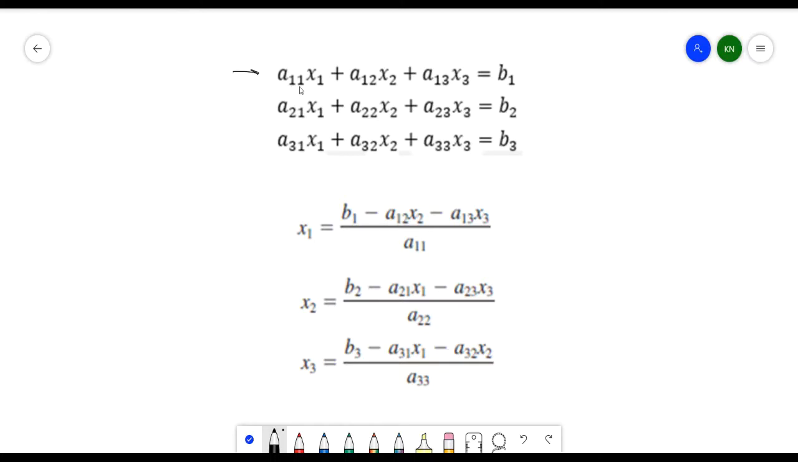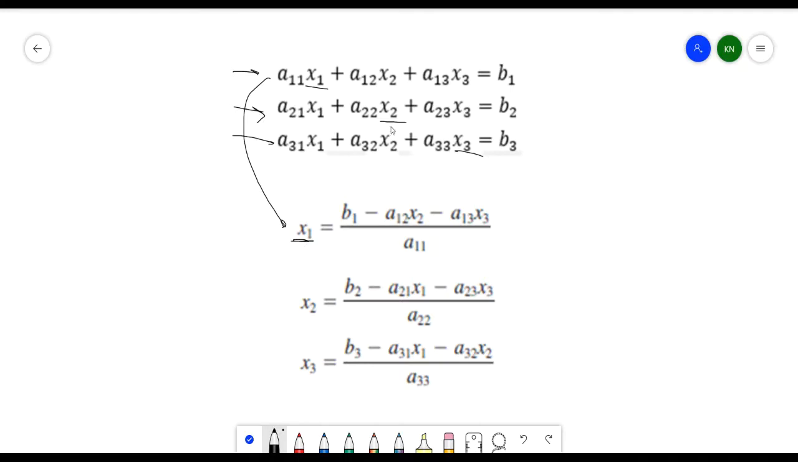a sub 11 x sub 1 plus a sub 12 x sub 2 plus a sub 13 x sub 3 is equivalent to b sub 1. So for this system here, we need to isolate x sub 1, x sub 2, and x sub 3. Again, from the first equation, we can isolate the x sub 1. By isolating this one, we'll need to move all the other variables to the other side of our equation, which gives us b sub 1 minus a sub 12 x sub 2 minus a sub 13 x sub 3, and then we need to divide that by the coefficient of our x sub 1 in order for us to isolate the value of our x sub 1.